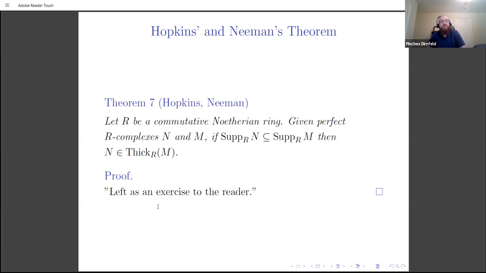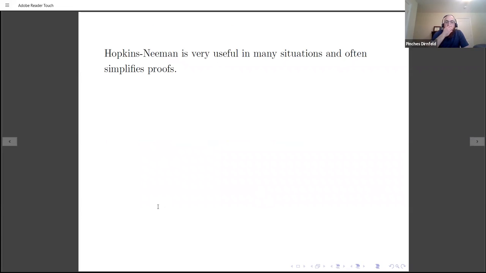This is highly non-trivial, and you need to do some stuff with tensor triangular categories, and I definitely don't want to talk about it or pretend that I remember the proof. So Hopkins-Neeman is very useful in many situations, and sometimes it simplifies proofs, and sometimes it really shows things that are very hard to see otherwise.